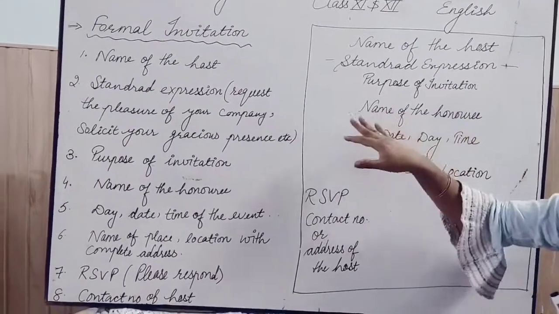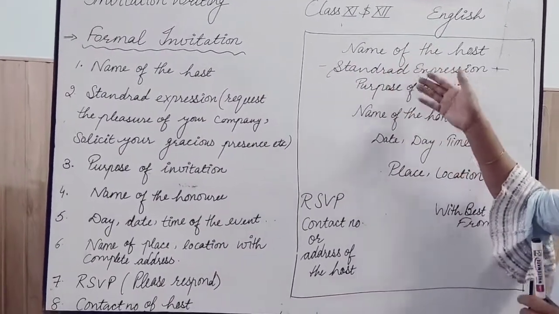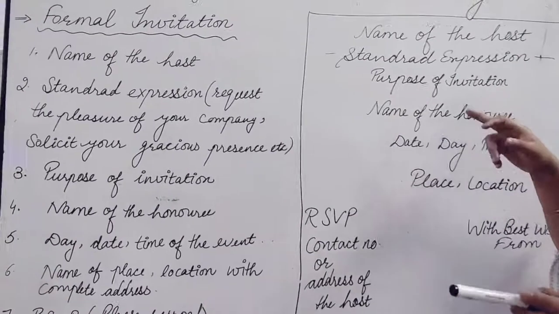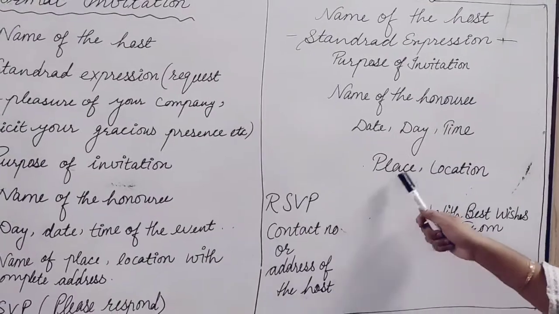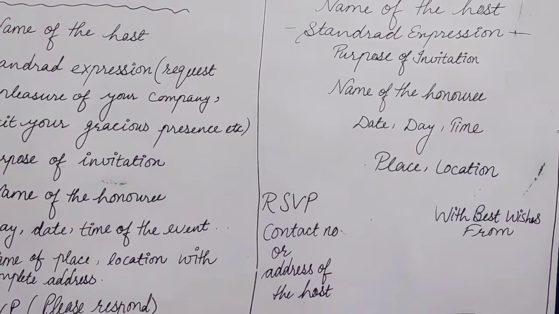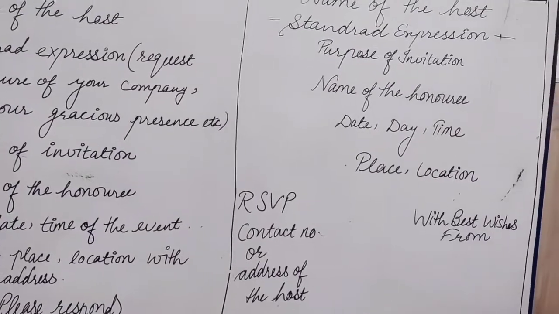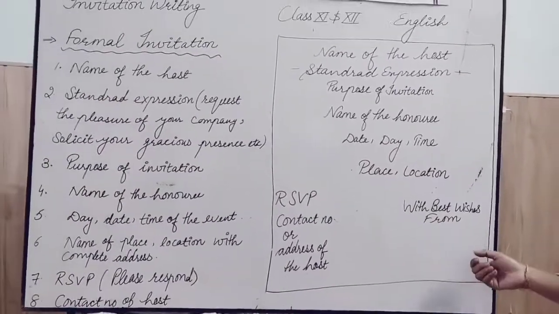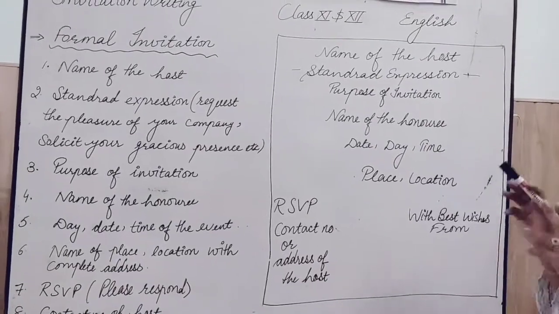And one more thing I want to tell you: here you can use different font styles that can vary in different lines. Purpose of invitation, as I told you, birthday, marriage, anniversary or whatever it is. Name of the honoree, date, time, place and location, meaning the complete address you have to give here. Then RSVP, here you can give the contact number or the address of the host. And here, with best wishes from, you can give the names of all the relatives or the name of the host. So that was the format.